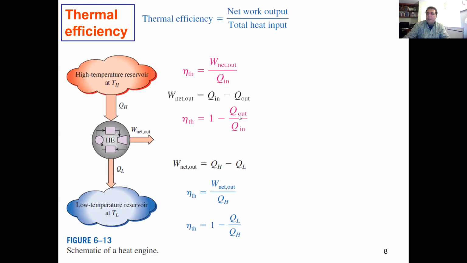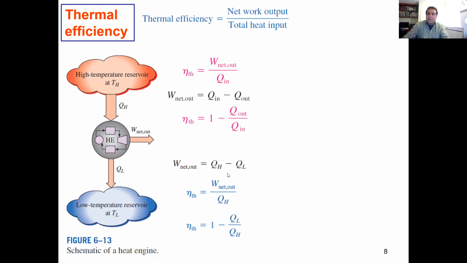Q out cannot be 0. If we have a 0, 0 over a number is 0, and we cannot have a thermal efficiency of 100%. So Q out must be smaller than Qn, and then when you divide that, we get a number less than unity, and 1 minus that gives us the thermal efficiency, which is less than 1.